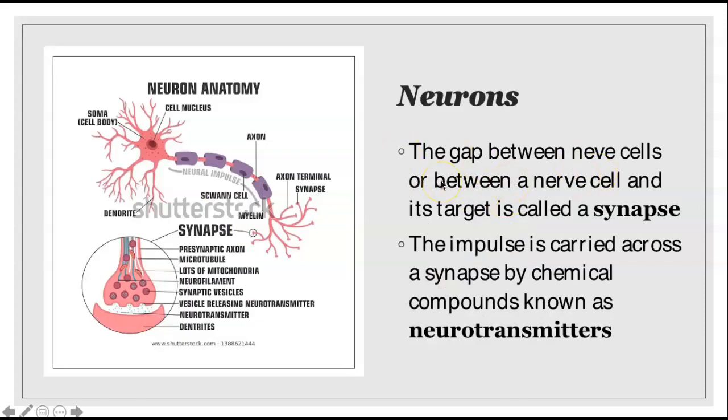The gap between nerve cells, or between a nerve cell and its target, maybe a muscle cell, is called the synapse. The impulse is carried across the synapse by chemical compounds known as neurotransmitters. So the impulse starts here, travels all the way down the axon. You can see here, there's the impulse moving down the axon into the end of the axon where this terminal synapse is. And here's a synapse where you see synaptic vesicles pinching off, releasing the neurotransmitter, and the neurotransmitter going across to the dendrites of the next neuron.